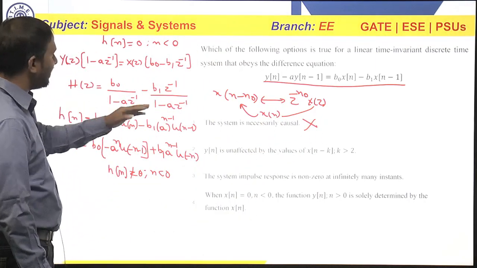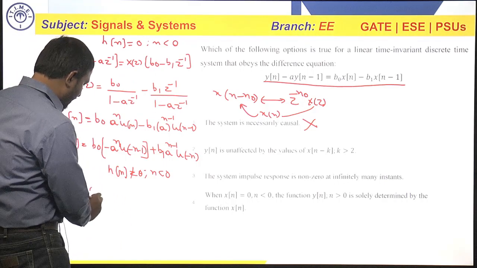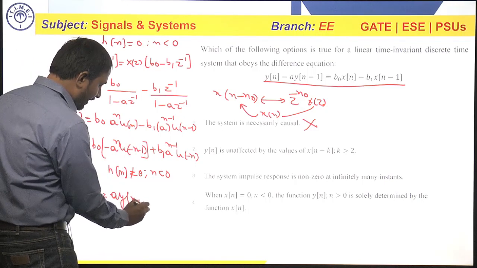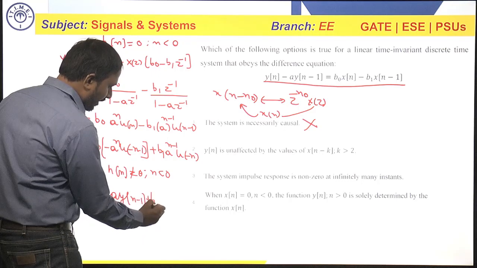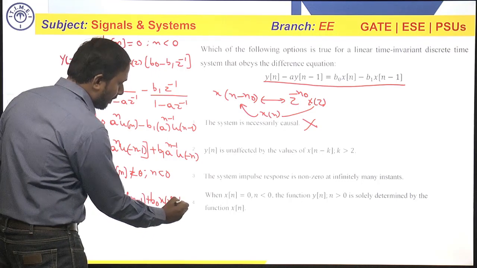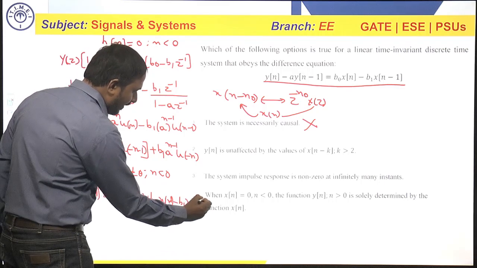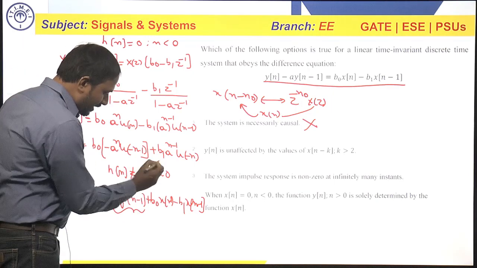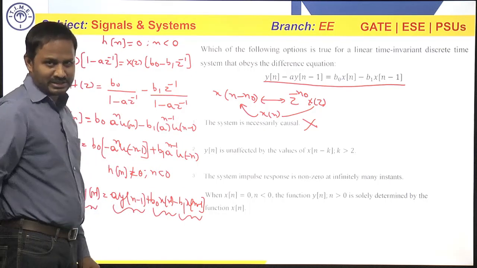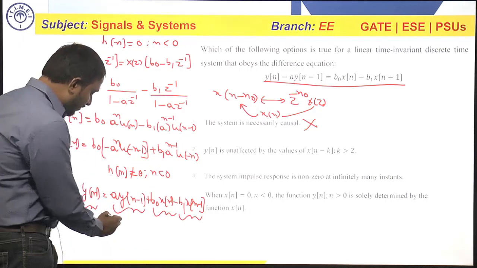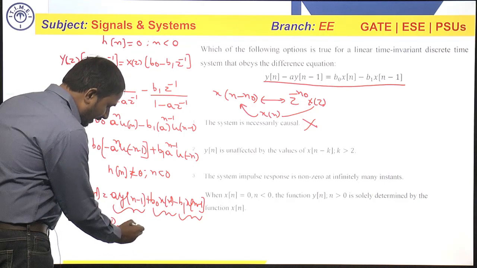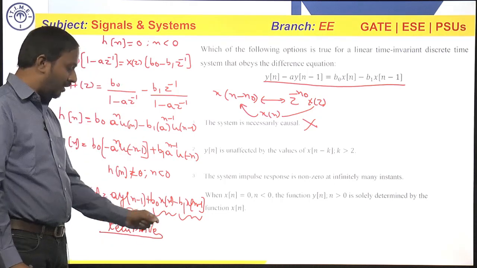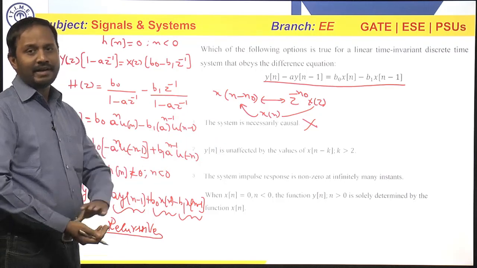And moreover, if you observe this difference equation, if you write y of n, that becomes A into y of n minus 1 plus B0 into x of n minus B1 into x of n minus 1. If you observe here, the output y of n is depending on the previous outputs and the present and past inputs. This kind of system is known as a recursive system. And remember, for a recursive system, the impulse response will always be of infinite duration.